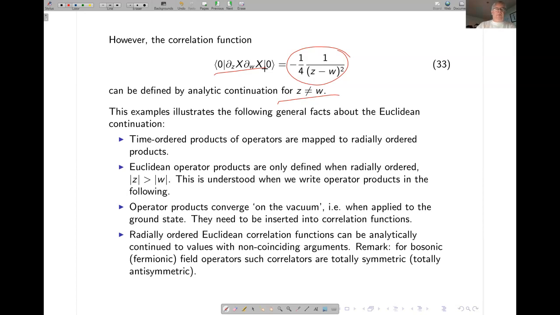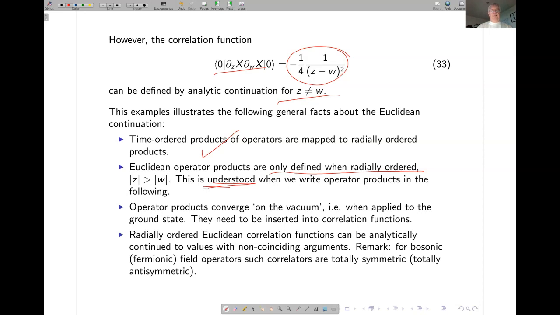So first, of course, something that we understood already: time ordering is radial ordering. But what we have seen explicitly in this example is that Euclidean operator products are only defined when radially ordered. This is understood in the future. Sometimes one writes an extra symbol R for radial ordering in front. But since only a radially ordered product makes sense, when I write down an operator product, it is understood that it is radially ordered.